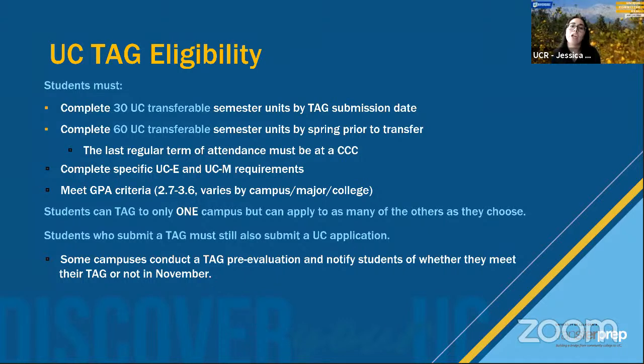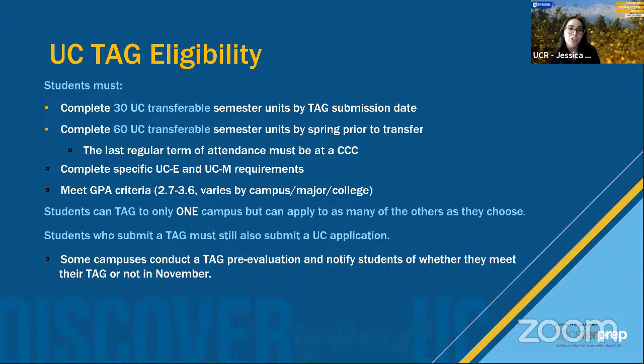As I mentioned already, students can TAG to one UC campus, but you can still apply to as many campuses as you choose. You must also submit a UC application for the campus that you submitted your TAG to. So let's say you want to TAG UC Riverside, you must also submit a UC application to UC Riverside as well, so that you can be considered for admission and for TAG. I always like to talk about the TAG application as like a supplemental application that you have along with your UC app.